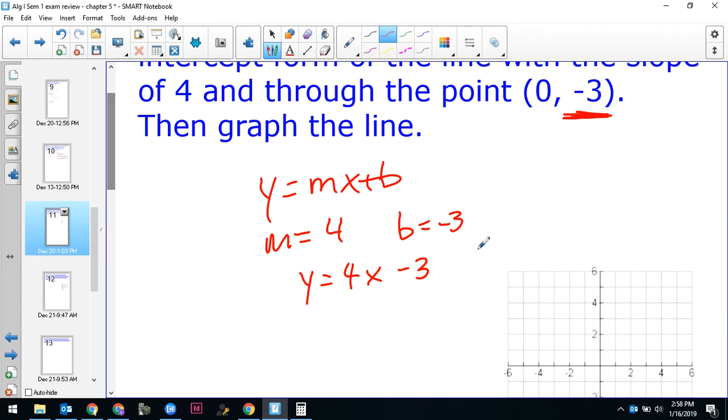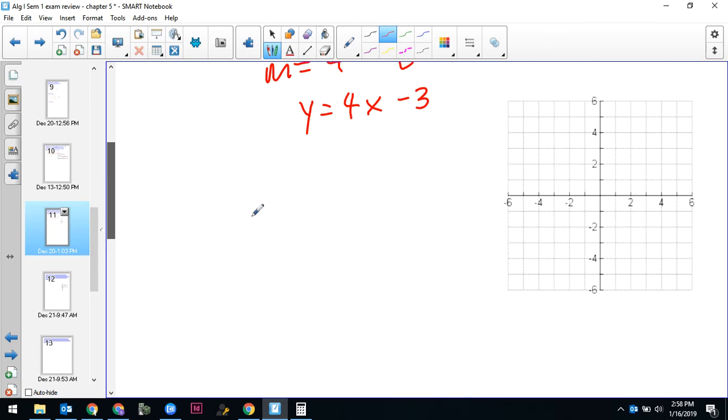Now, we graph that by taking the y-intercept of negative 3 and then using my slope, 1, 2, 3, 4, over 1. Remember, it's always over 1 if it's a whole number. 1, 2, 3, 4 over 1.